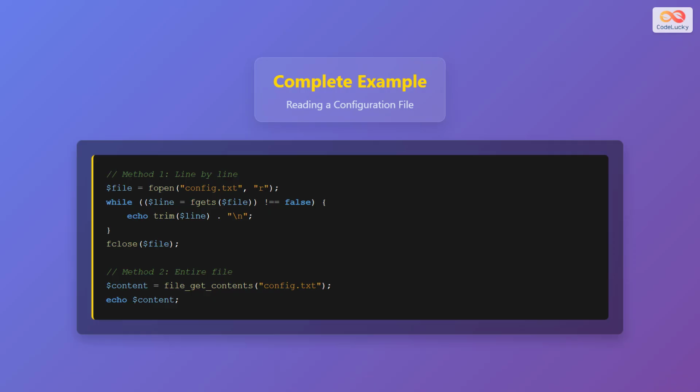Method 2 reads the entire file at once. We declare a variable named content and assign it to file_get_contents function with the parameter config.txt. Then we simply echo the content variable.